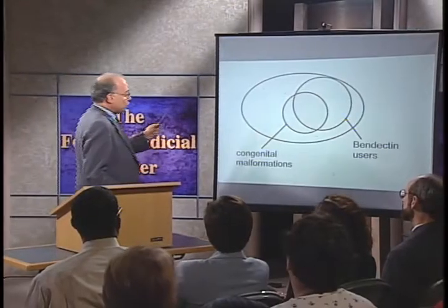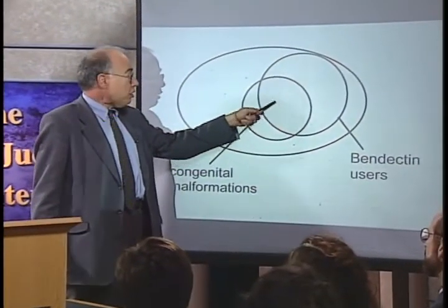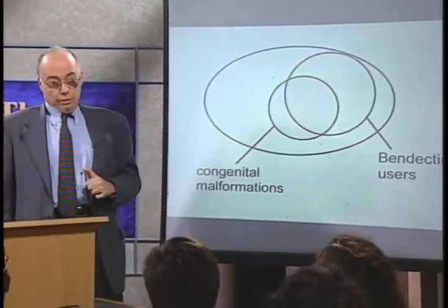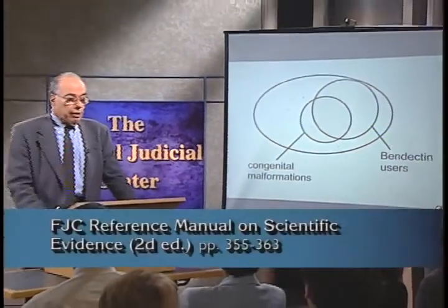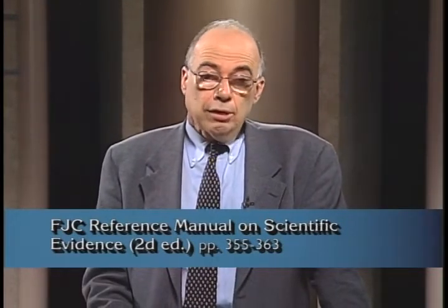Where does the dilemma arise in interpreting that? When a child with a malformation whose mother has taken Bendectin is presented to the jury, what the jury is seeing is a child from this area of overlap. But it doesn't take into account what is the probability that this overlap could occur by chance. And so we have statistical methods that are not part of this presentation for addressing this issue of the importance of chance, and could the findings we have of an association be artifacts of chance.